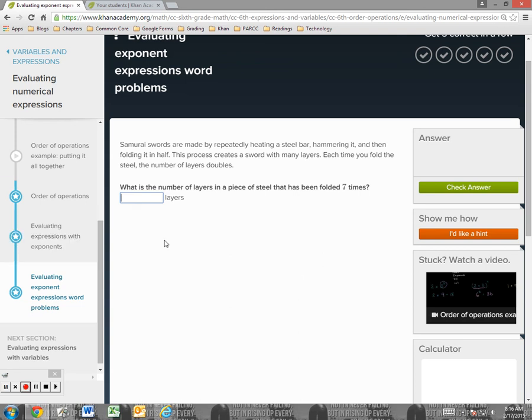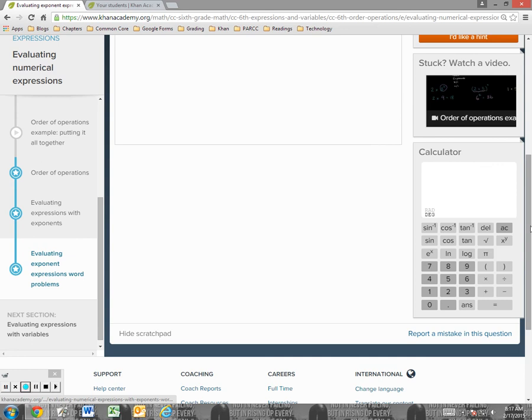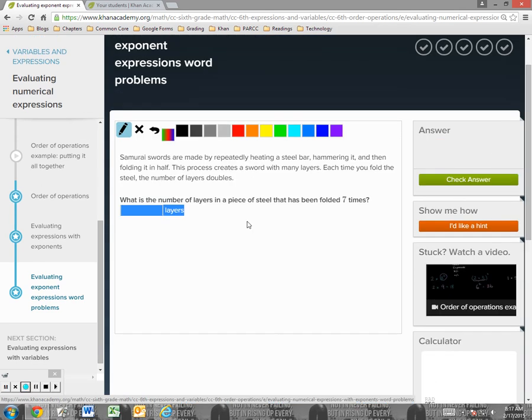Well, let's just take a look. Let's say I had my sword here. Oh, can I do scratch pad here? There it is. So I have my sword here, and I fold it once, correct? So I double, so it would be 2 to the what power? First. No, I only fold it once, right? So what is 2 to the first?